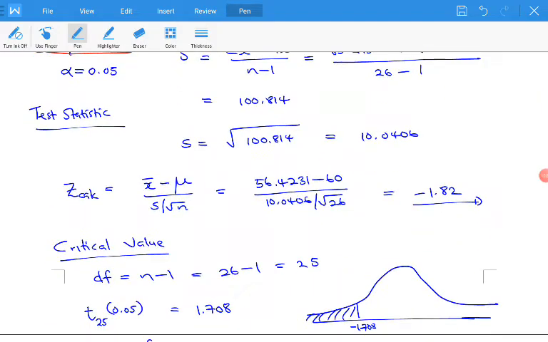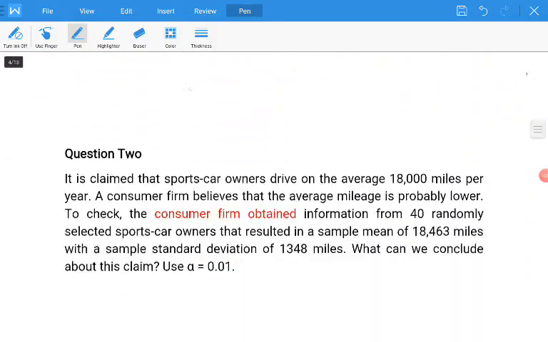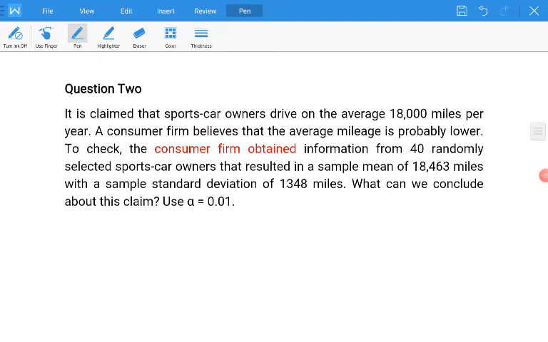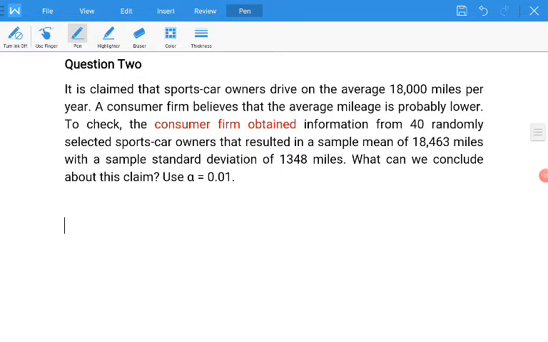Then that's it with the first equation. So now we go on to the next equation. The next equation is saying it is claimed that sport car owners drive on average of 18,000 miles per year. A consumer firm believes that the average mileage is probably lower.